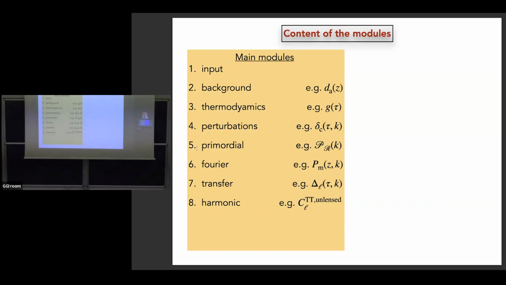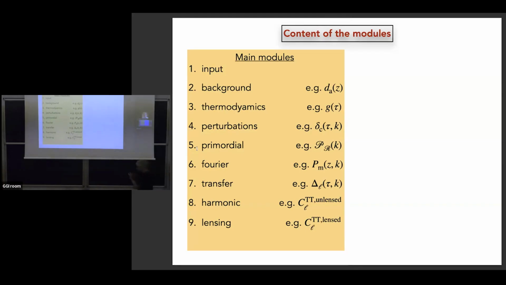The Fourier module gives you the observables in Fourier space. The harmonic module gives you the observables in harmonic or multipole space, like the CMB Cls, but also the large-scale structure Cls. CLASS will compute for you the Cls of weak lensing, of galaxy number counts, and all kinds of cross-correlations. The lensing module is not doing weak lensing. Weak lensing is handled by the harmonic module. It's doing the lensing of the CMB specifically.